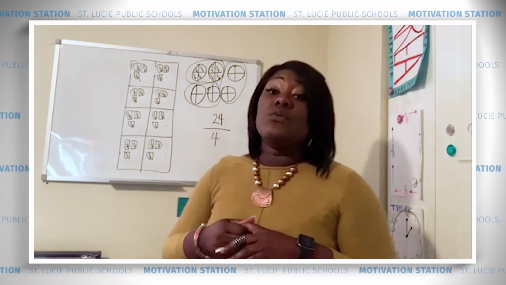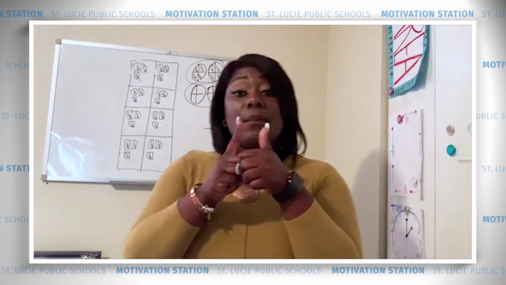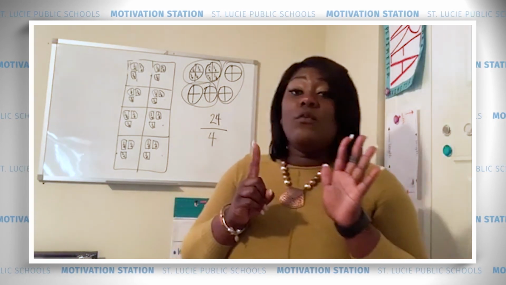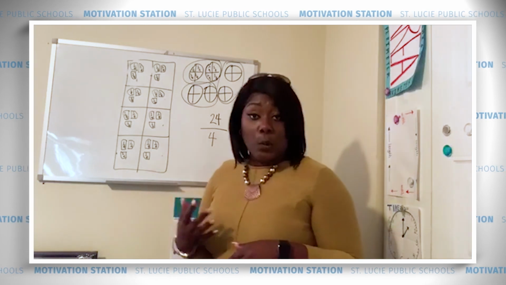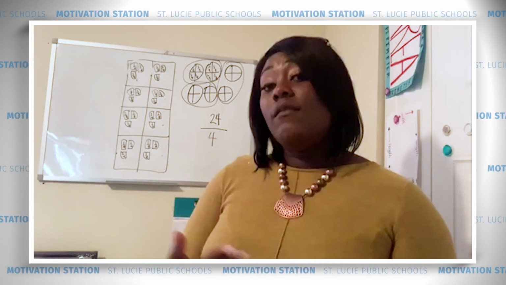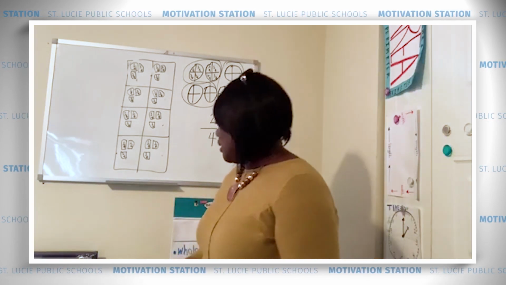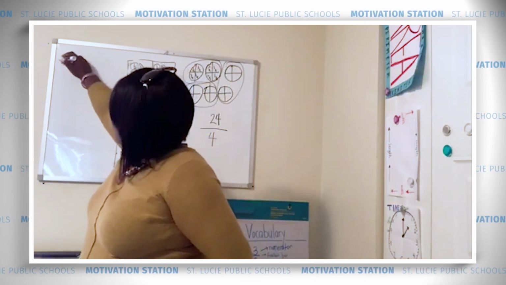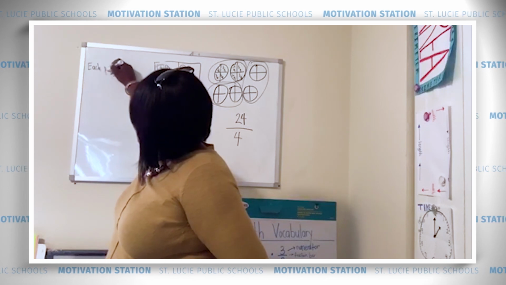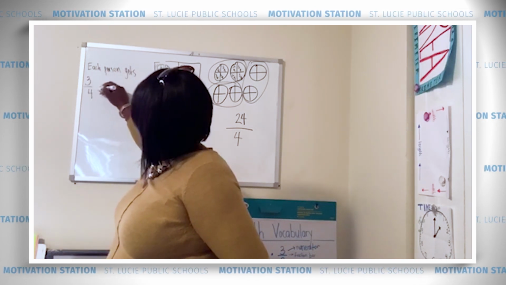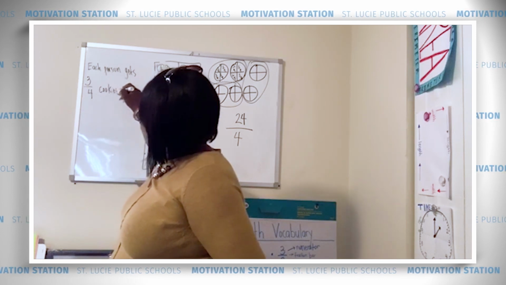We chose to break them up into 4ths. We got 4 pieces out of this one, 4 pieces out of this one, 4, 4, 4, 4. We then realized that we have 24 pieces now, 24 fourths. Can I take 24 fourths and share it with 8 people? Of course I can. How many fourths did each person get? Each person gets 3/4 cookies.